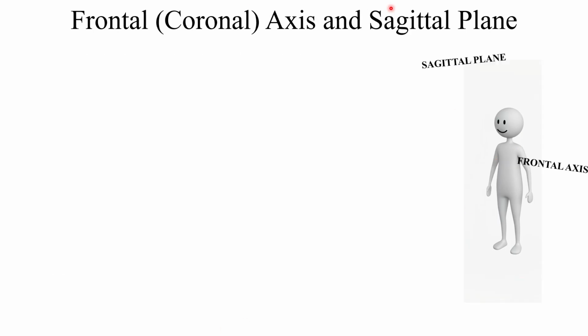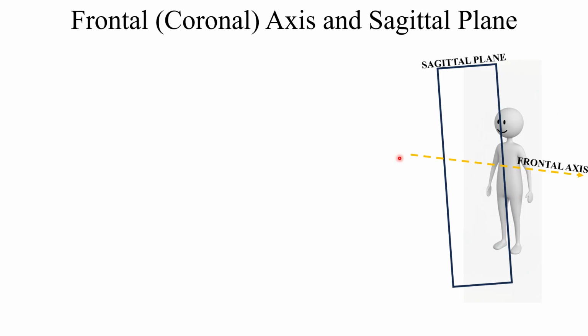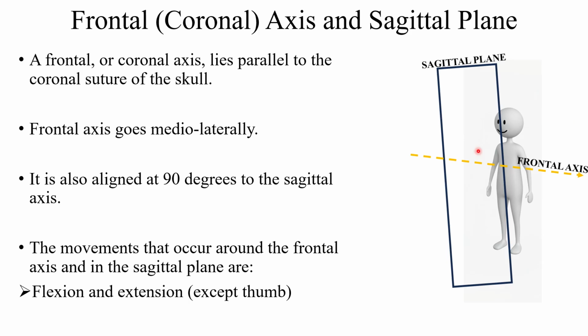Let us now discuss frontal axis and sagittal plane. If you look at this image here, frontal axis is the one that goes mediolaterally and sagittal plane is the one that goes antero-posteriorly, dividing the body into left and right half. Your frontal axis, as the name suggests, is also called the coronal axis, and lies parallel to the coronal suture of the skull. The coronal suture goes mediolaterally like this, unlike the sagittal suture which goes antero-posteriorly, so it is parallel to that. That is why it's also called the coronal axis.